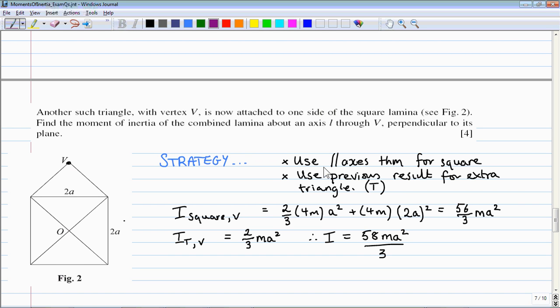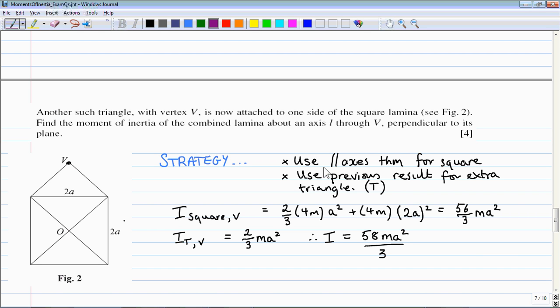Well, my strategy is as follows. First, I'm going to use the parallel axis theorem for the square, because I already know, from MF10, the formula for the moment of inertia of the square about its centre, and then I just have to add m times the distance from O to V squared, to give the moment of inertia of the square about V.